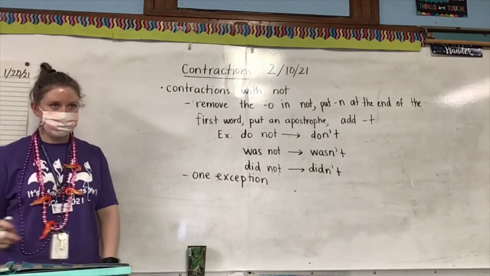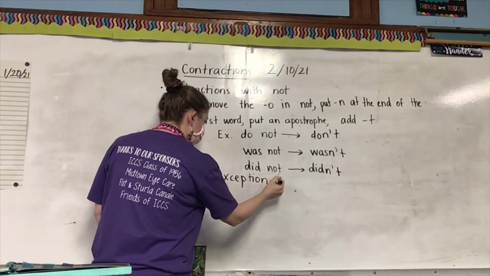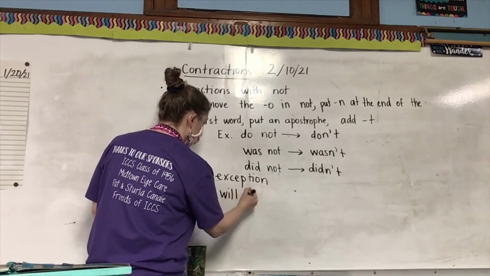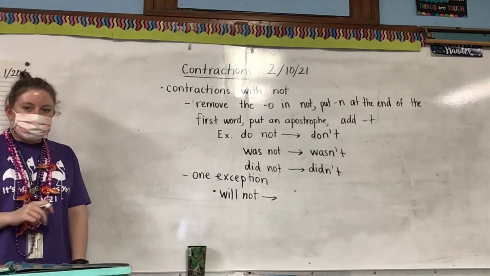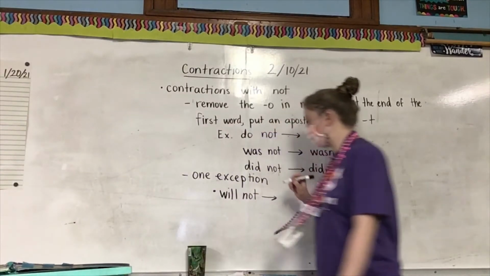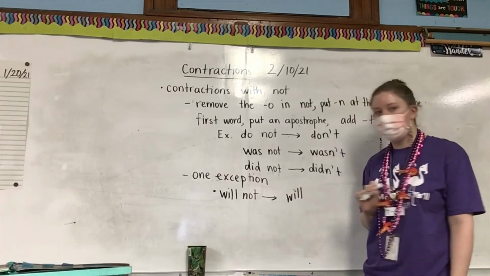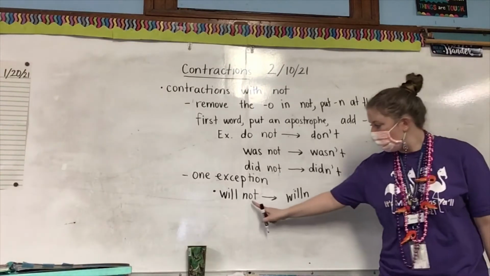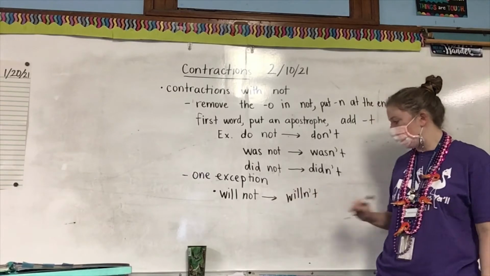There's one exception: will not. Now, if we followed the rules, we would write it this way. Do not write it this way. We would write the first word, move the N from not to the end, replace the O with an apostrophe, and then put the T.